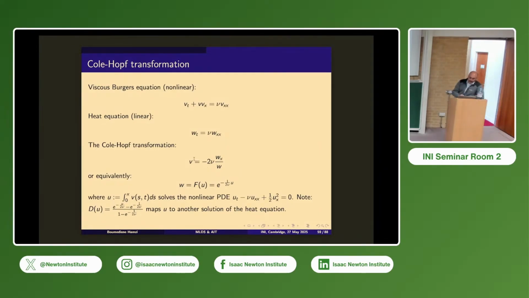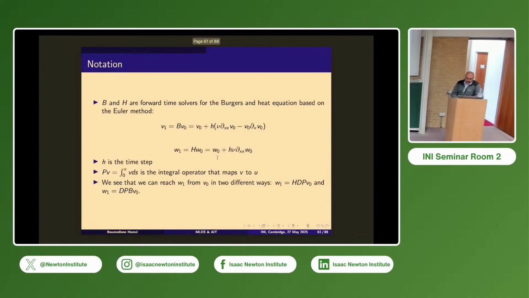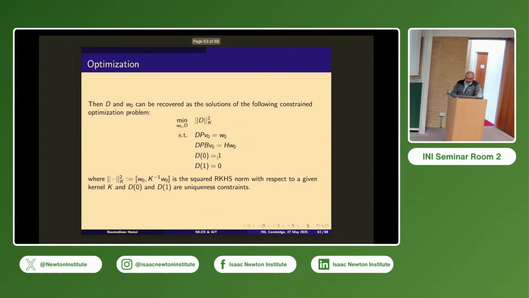So the idea was to map nonlinear PDEs to linear PDEs, but assuming that we don't know what the PDEs are. Is it possible to use kernel methods to do that? This is what we did here: a data-driven discovery of the Cole-Hopf transformation. Basically, this is how we constructed the framework.